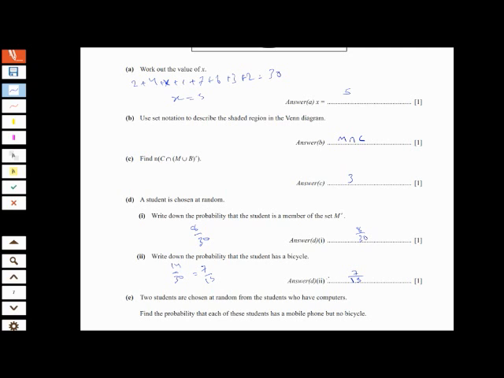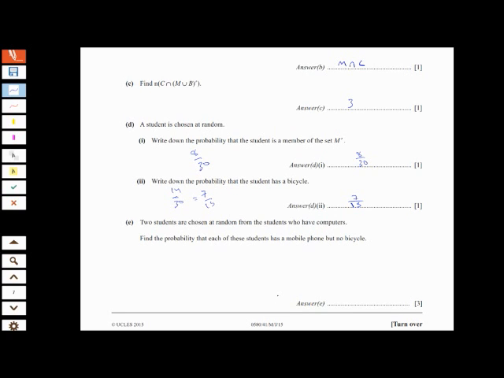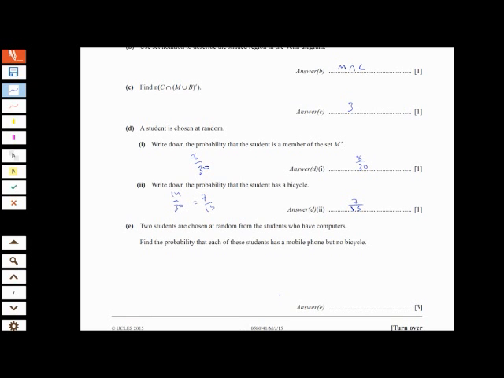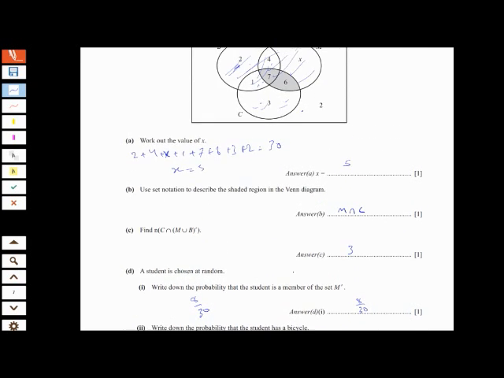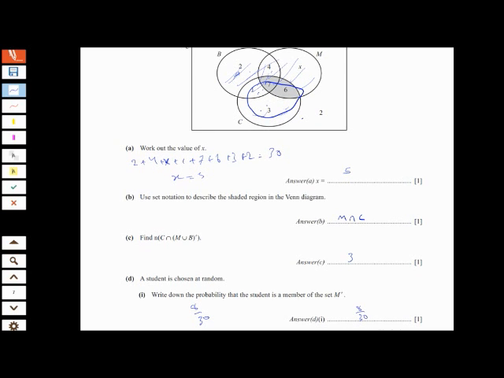Alright, last question. Two students are chosen at random from the students who have computers. Find the probability that each of these students has a mobile phone but no bicycle. Alright, you go to the students who have a computer, which are these: 1, 7, 6, and 3. In total, that's 4, 11, 17. 17 have a computer. That's the total number.